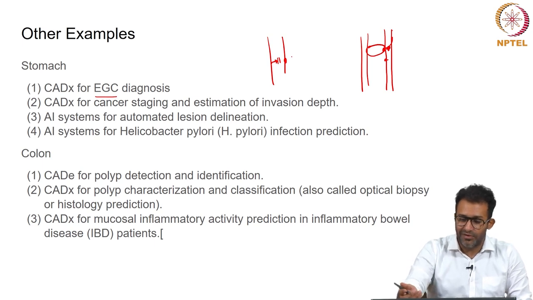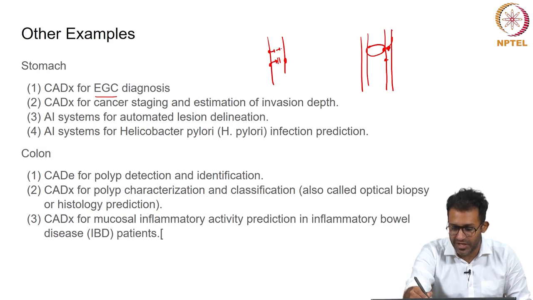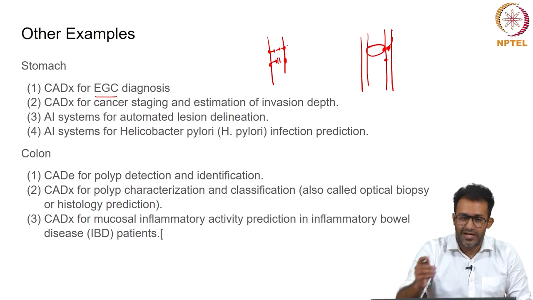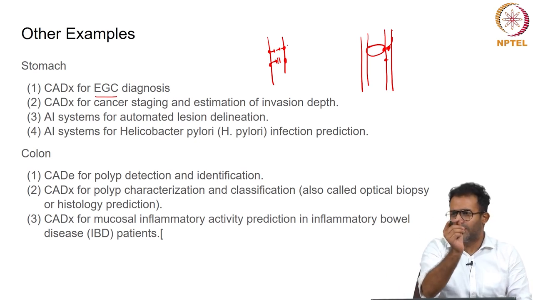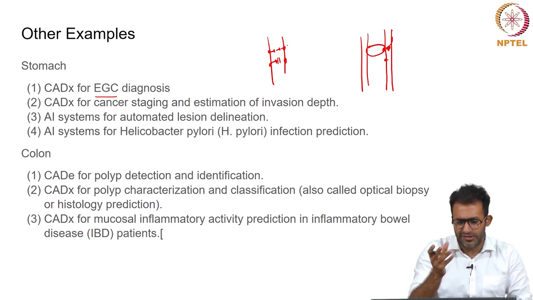So the entire survival of the patient depends on where the cancer is. If the cancer is over here, it's good. If the cancer is over here, it's slightly bad. If it's over here, even more bad. And if it goes over here, it becomes really bad. And it's just a matter of a few millimeters. And the role of early diagnosis plays a role.